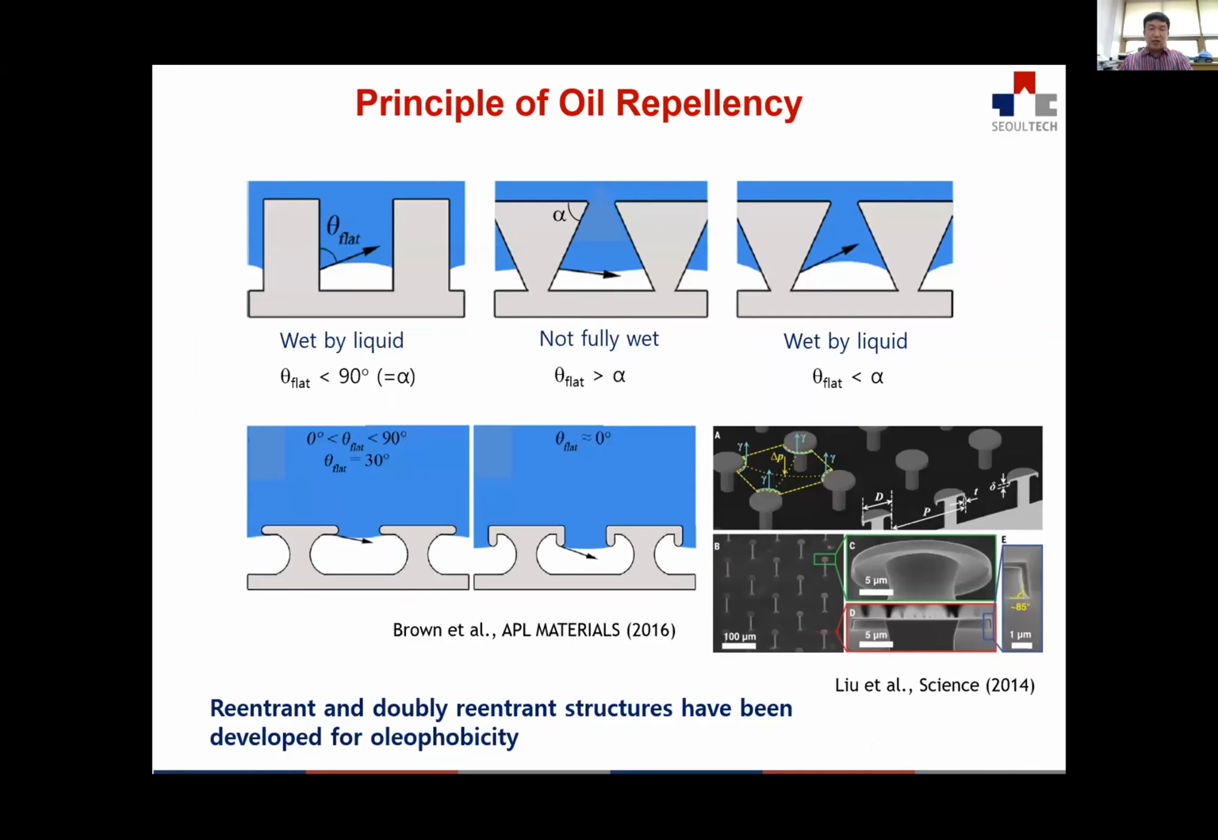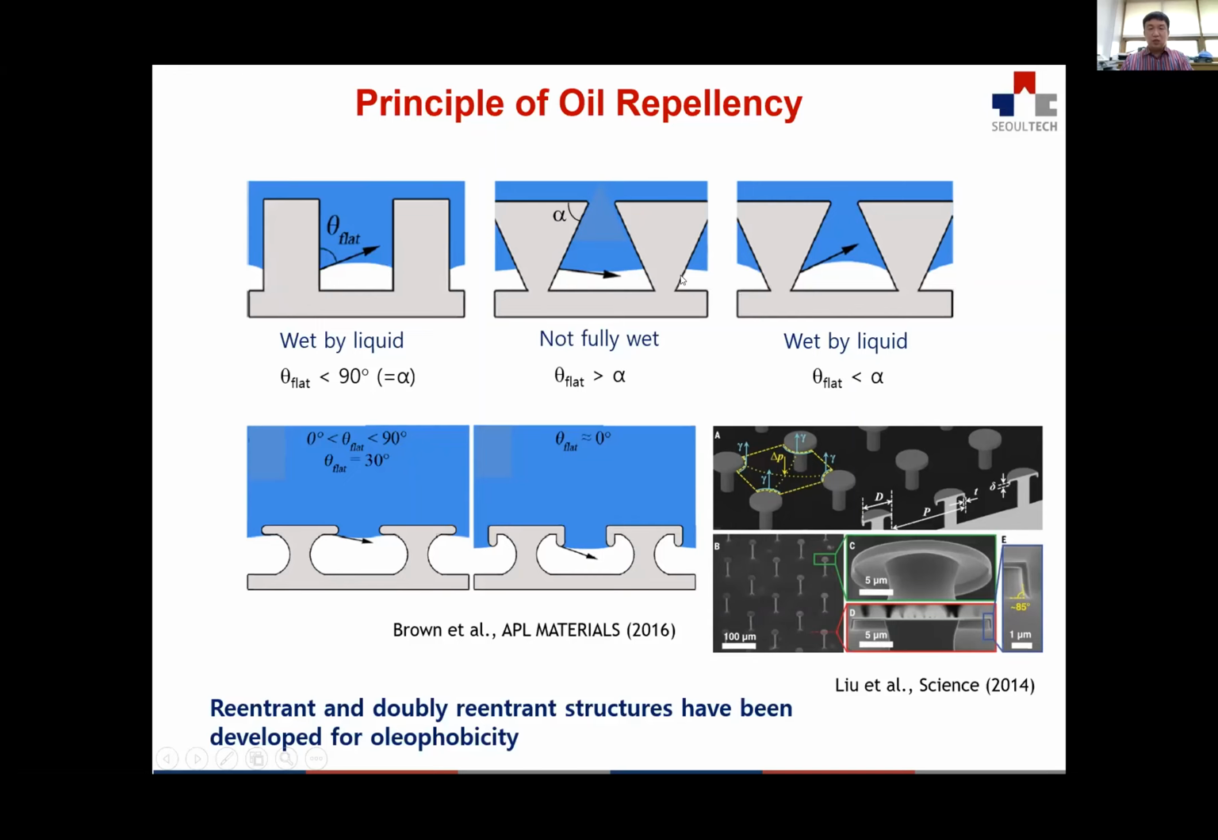Unfortunately, in the case of oil repellency, it is a little bit different. In the case of oil, the inherent contact angle, like this, is always lower than 90 degrees on any solid surface. So that's why when we use straight lines, the surface can be wet by the liquid. So that's why there are some methods to make those kinds of inverse tapered structures.